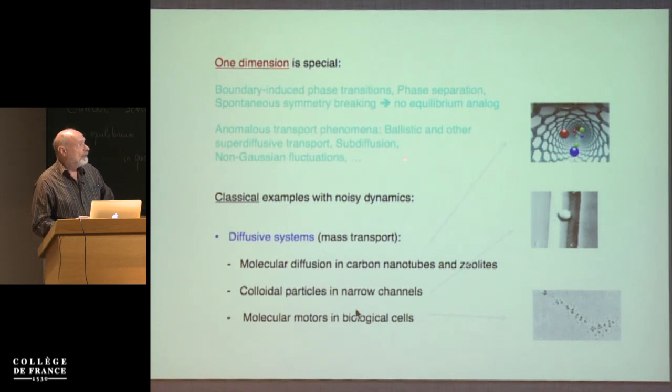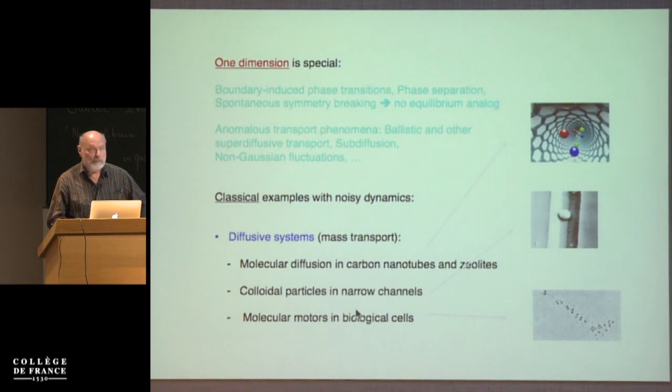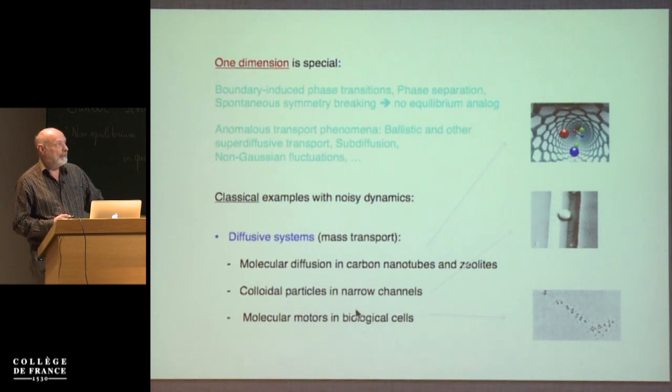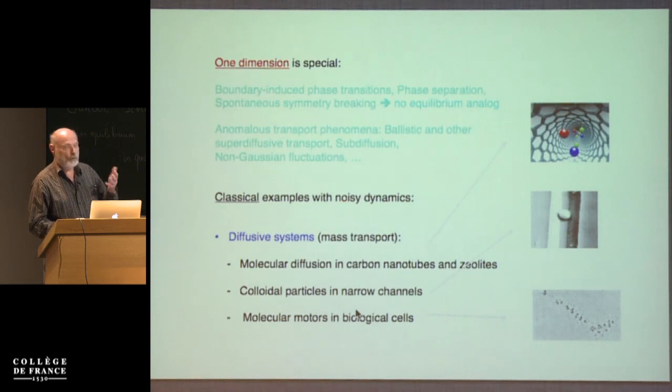You can have subdiffusion, you can have non-Gaussian fluctuations, and many more. So that's one of the reasons why we're particularly interested in one-dimensional systems, but also because we have many more methods to actually treat them. Just to give you some examples of classical one-dimensional systems where the dynamics is noisy due to thermal noise, I will have in mind diffusive systems, but there are others, but I will only think of diffusive systems that you have also just heard about in the lecture of Bernard.